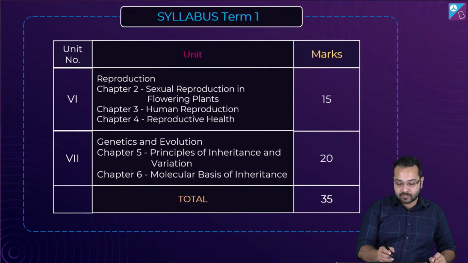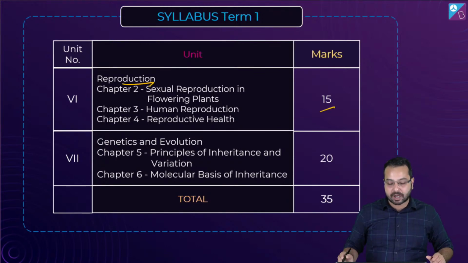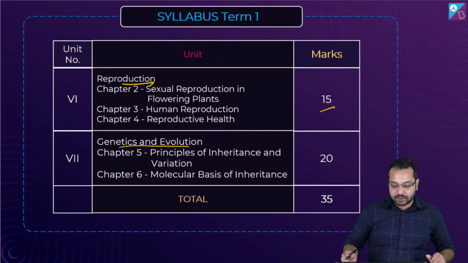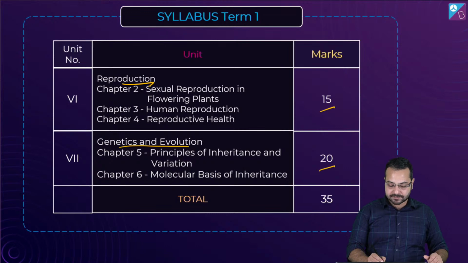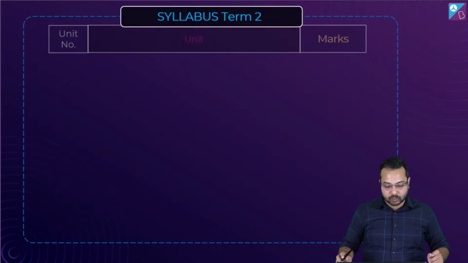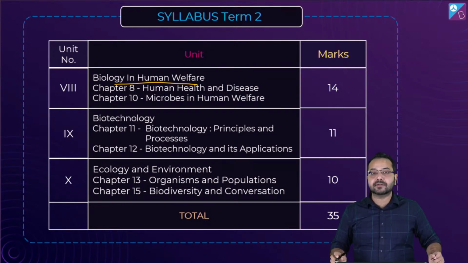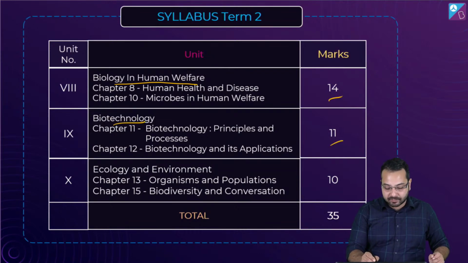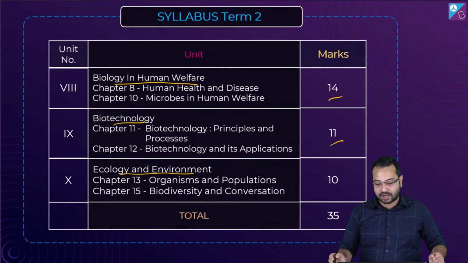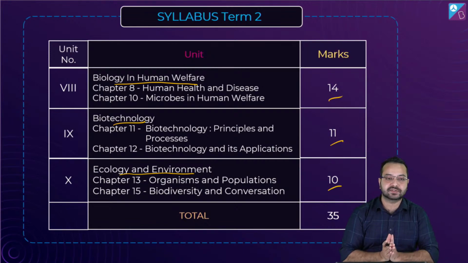Reproduction, the entire unit, will have 15 marks. Genetics and evolution is going to have 20 marks. So the total is 35 marks. And let's talk about the syllabus for term 2. Biology in human welfare carries 14 marks. Biotechnology carries 11 marks, and ecology and environment carries 10 marks. So that makes it a total of 35 marks.